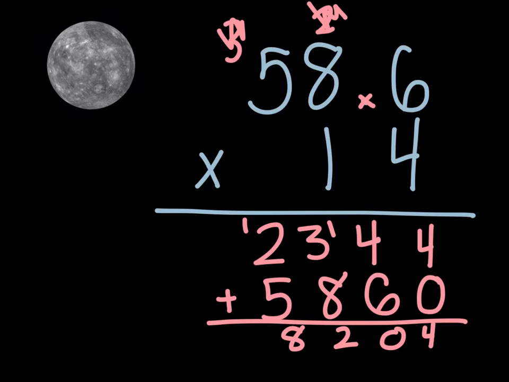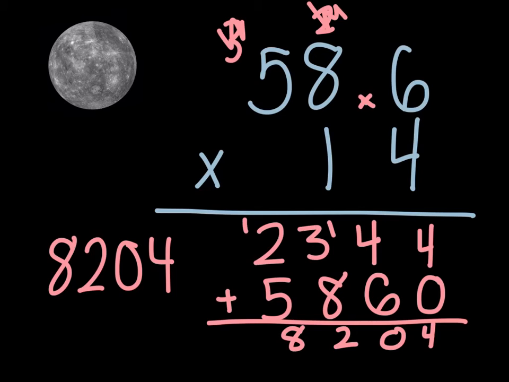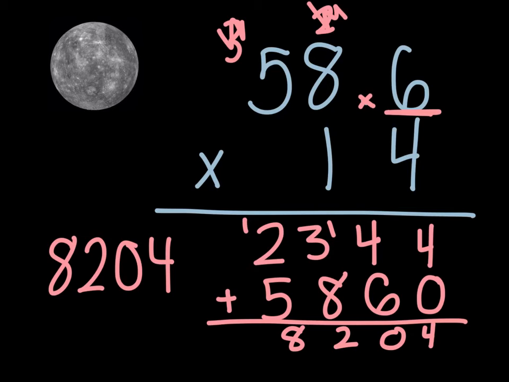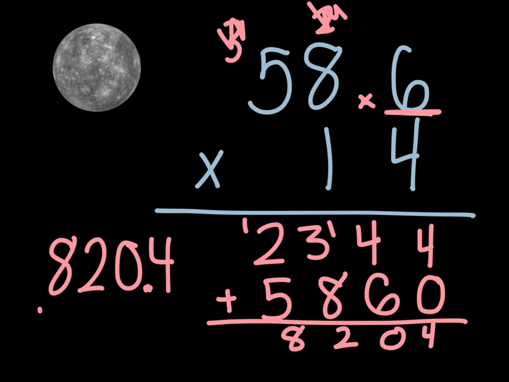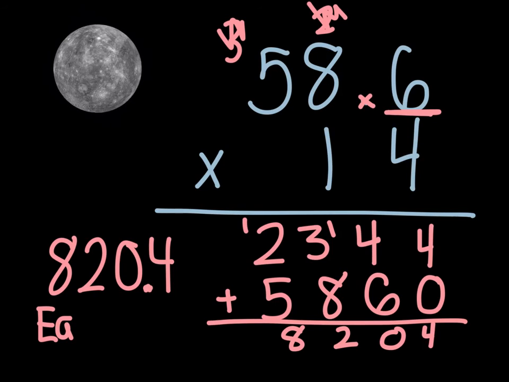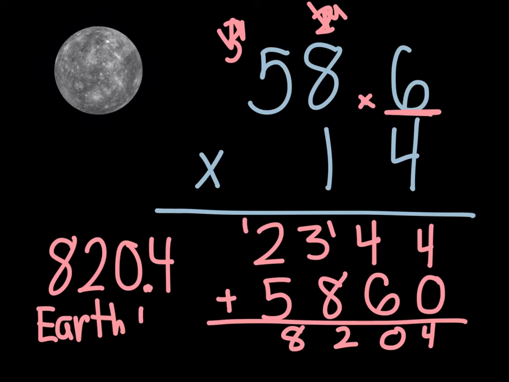Okay. So now I have my final answer of 8,204, but wait, how many spots were behind the decimal? That 6 was the only one behind the decimal, so there's going to be only 1 spot behind the decimal, so I'm going to add that decimal point in there. And now my final answer is 820 and 4/10 Earth days. Imagine that. 820 and 4/10 Earth days for only 14 of their days.